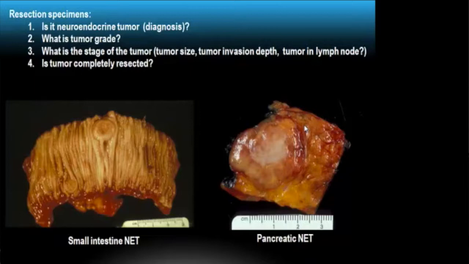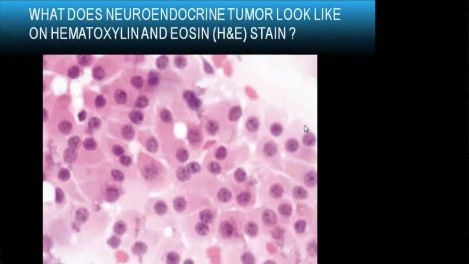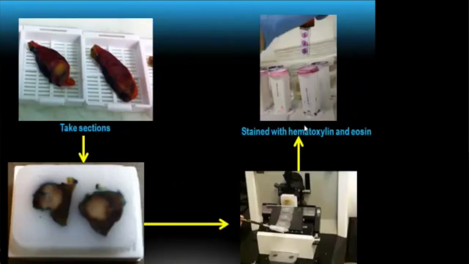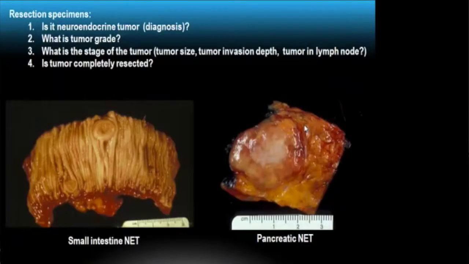So when we get a specimen, the first thing we do is closely examine the specimen. And we want to take all these measurements. We want to measure the tumor size, how big is the tumor. And we want to measure how far away the tumor is from the resection margin.